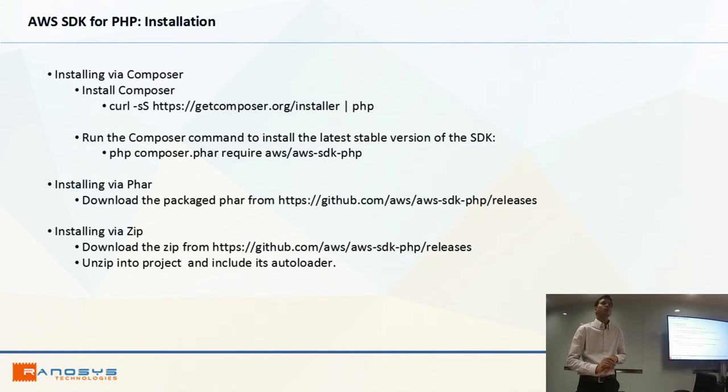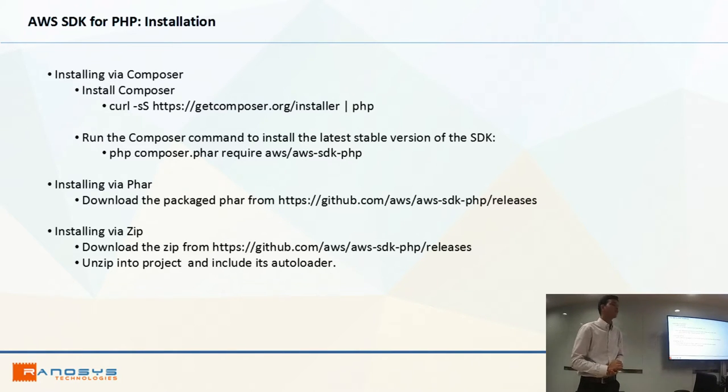So firstly, the SDK installation. You can see there are three types of installation. First is Composer, the dependency manager, so you can just install Composer if it's not installed, and then with one command, you can install the dependency in your project. The AWS SDK will download and you can use that.